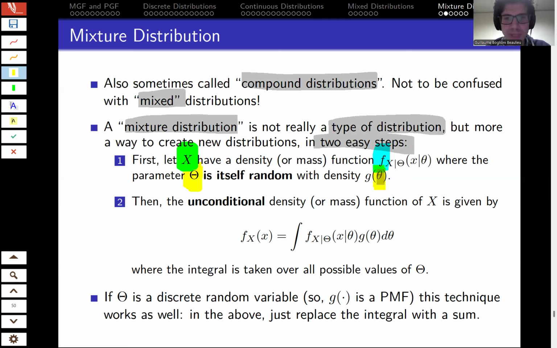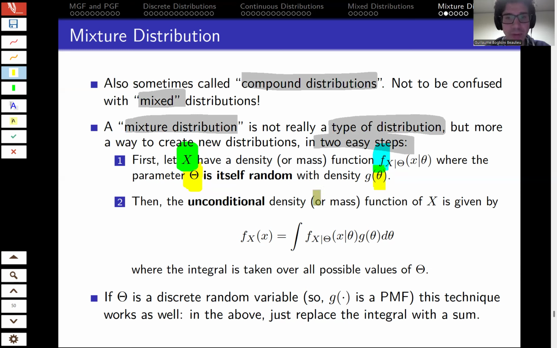Now, by the way, this sounds maybe a bit abstract, but in a second we'll see a specific example that I think will help understand. But for now, that's the first step. Just consider that X has a conditional density, conditional on knowing the parameter Theta, which itself is random, so has a density g(theta). Now, the second step is to obtain the unconditional density of X.